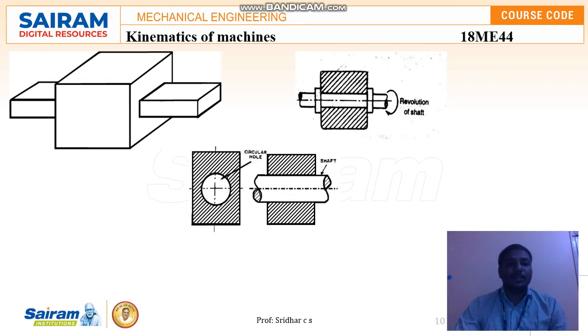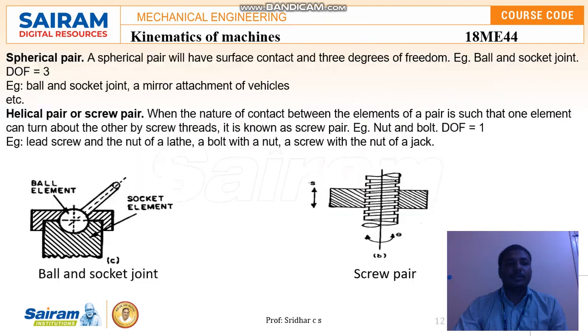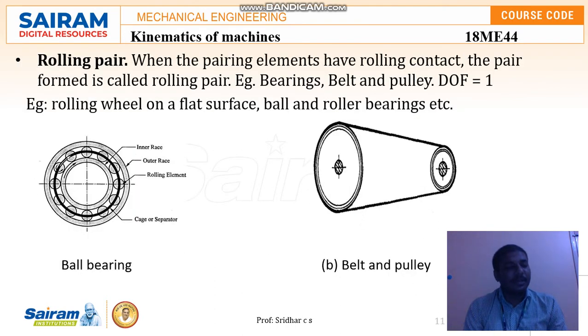Next we are going to talk about the rolling pair. A rolling pair is when the pairing elements have only rolling contact. To identify a rolling pair, it will have only rolling contact. Ball bearings and belt drives are examples, and the degrees of freedom here is 1, because only a rolling motion takes place. The contact between the two elements is in the form of rolling only.